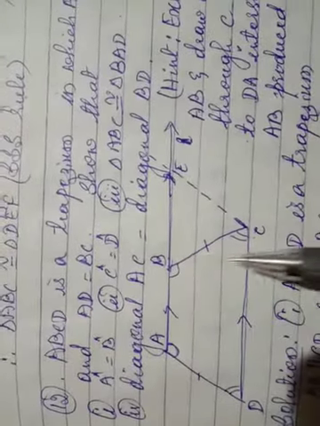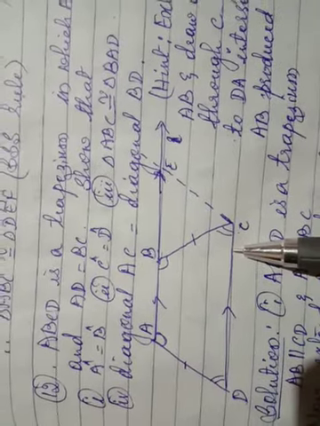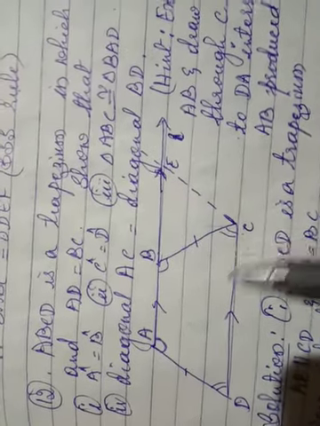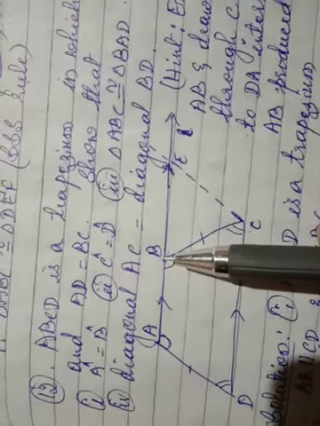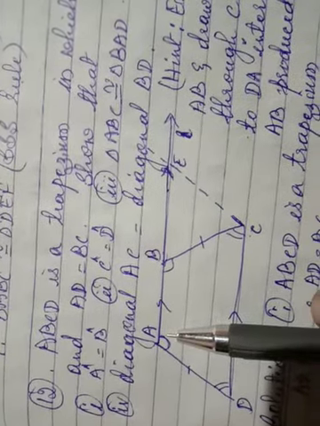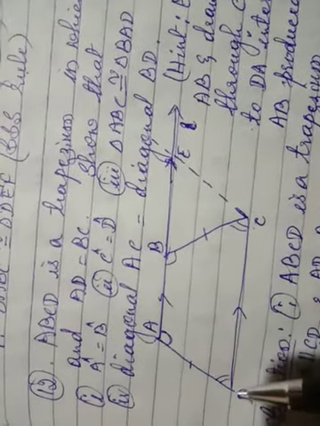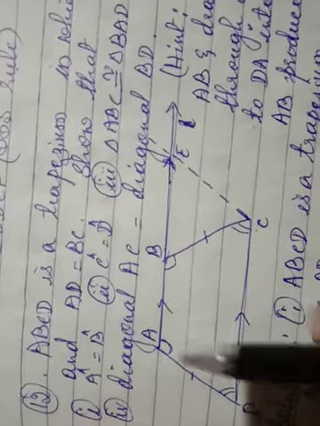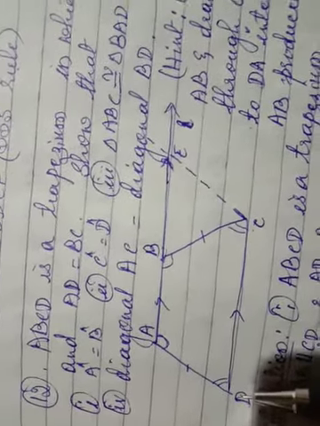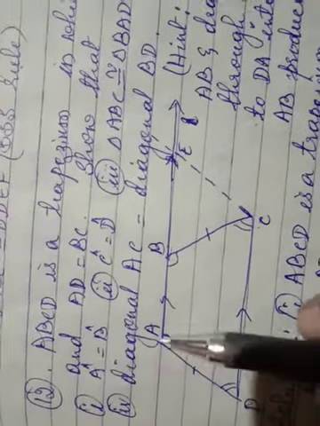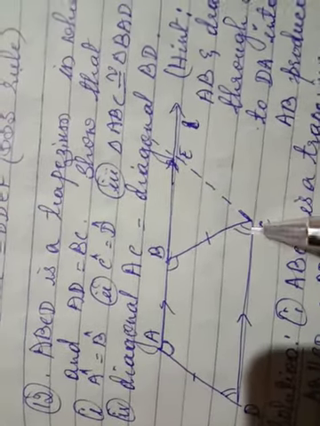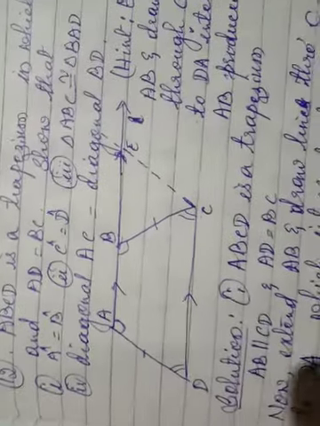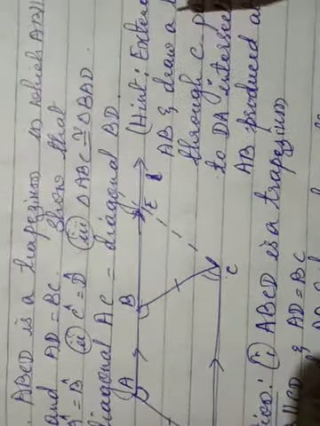Let us see here. Triangle ABC is congruent to triangle BAD, that is, ABC is equal to BAD, and diagonal AC is equal to diagonal BD. So that we have to prove. There is a hint given here.